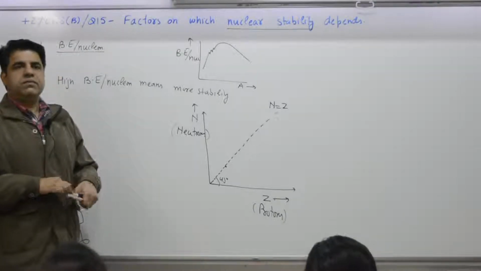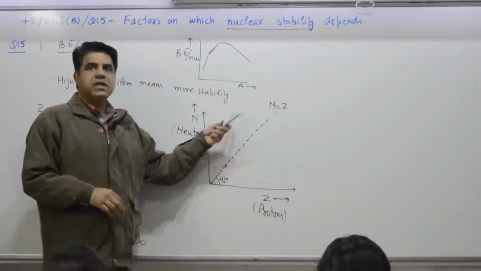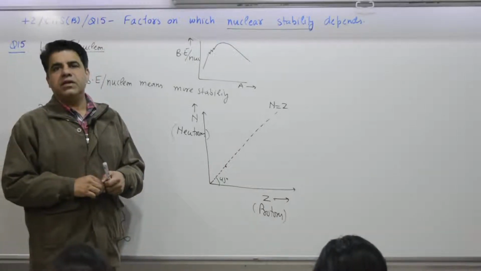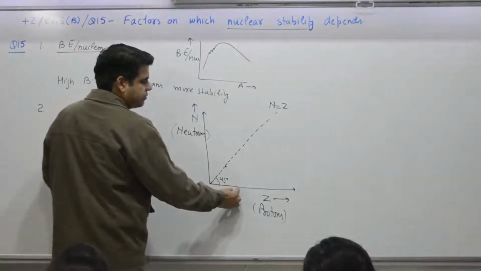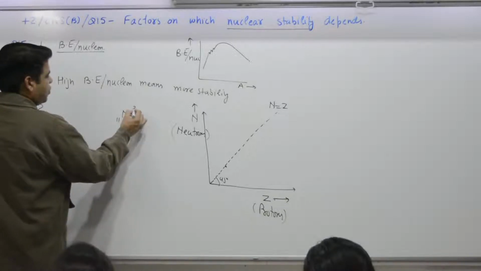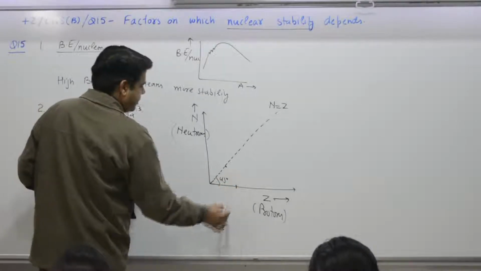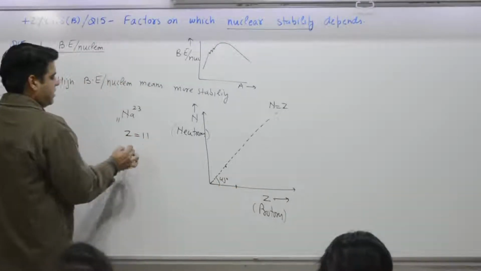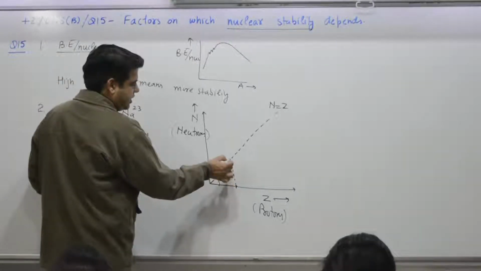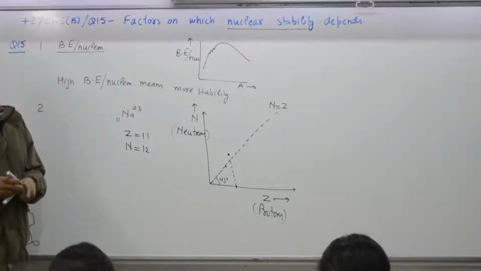When you plot this graph, it deviates from this line. An example is sodium. How many protons are there? 11. So you mark 11 here. For sodium, Z is 11, and the number of neutrons is 12. So this point is not on the line, it is somewhere at this point, because the number of neutrons is more, 12.